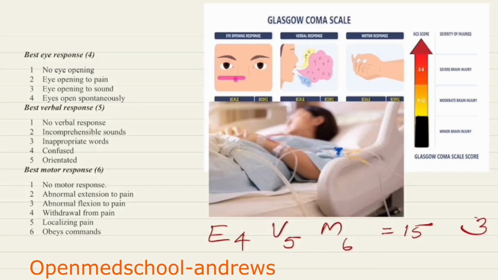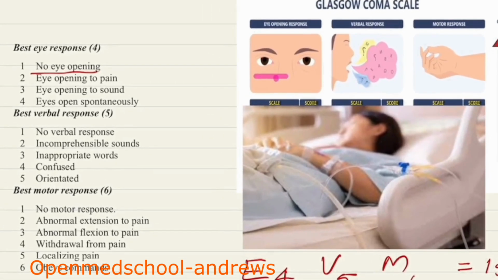This is one point to remember. Now we take one by one. First is the best eye response. Here you can see a patient who is comatose and is not opening the eyes. The score will be 1. You give a painful stimulus, the eye opens, it becomes 2. The patient opens the eyes to sound, it is 3, and the eyes opening spontaneously is 4.